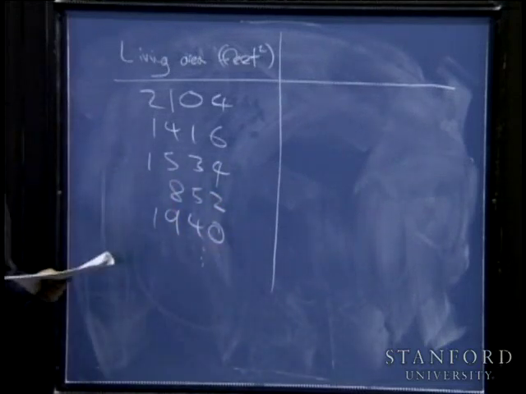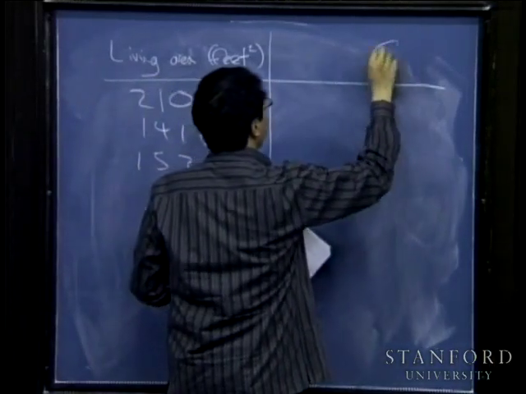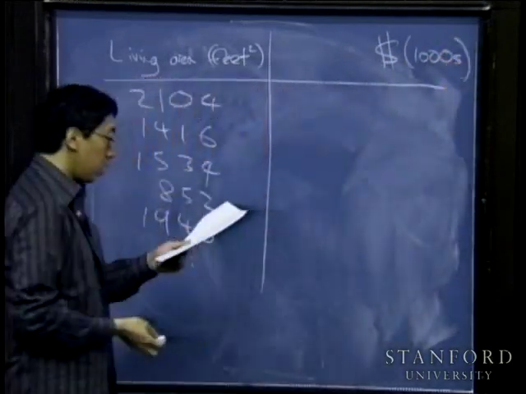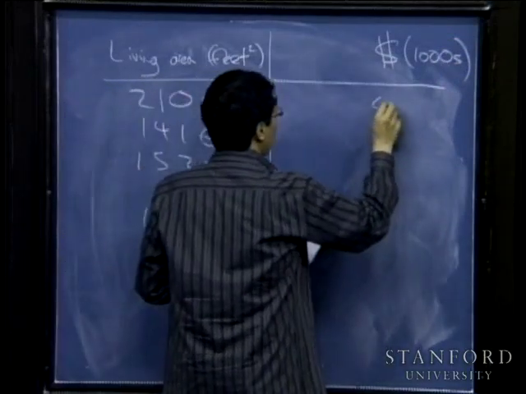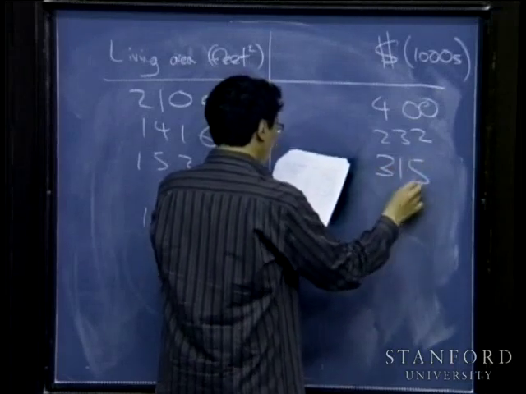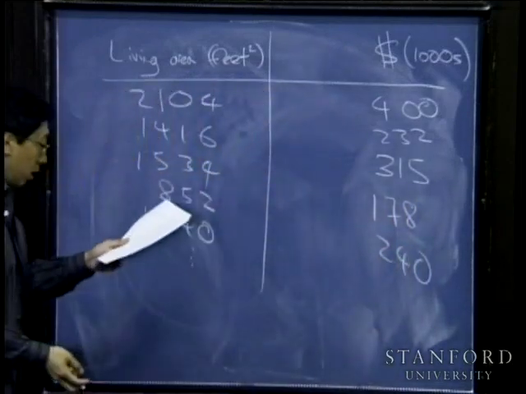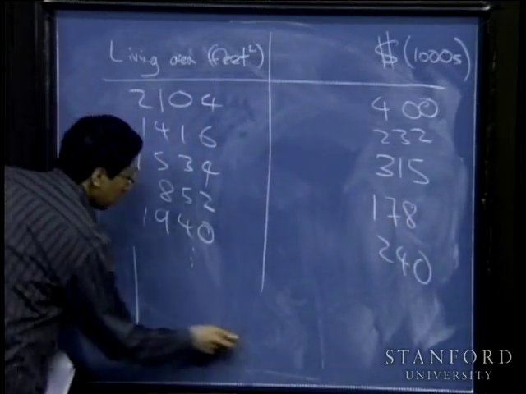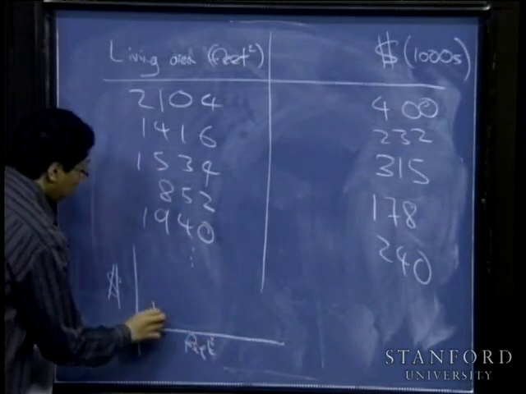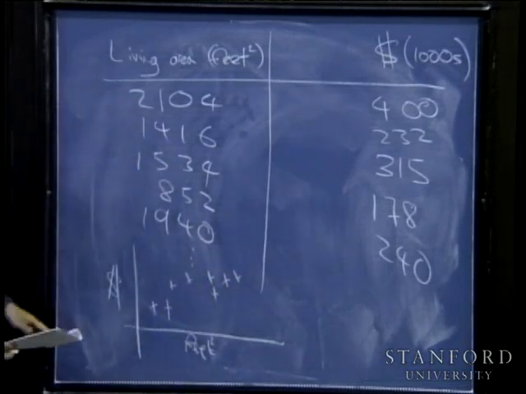So here's a data set of a number of houses of different sizes, and here are their asking prices in thousands of dollars. So there's 400, 232. Okay, and so you can take this data and plot it. Square feet, that's price. And so you may get a data set like that.